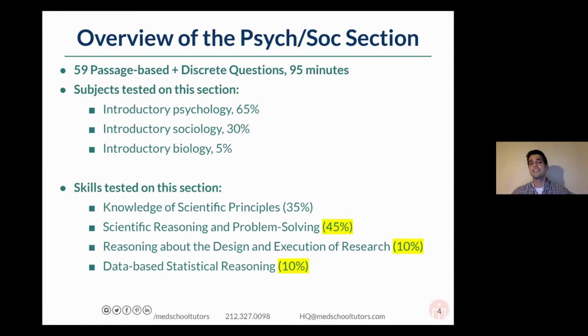The subjects tested are going to be 65% intro psych, 30% intro sociology, and 5% intro biology. They've got to stick some biology in there because it's the MCAT. But the vast majority of the content you'll see here is going to be intro psych.